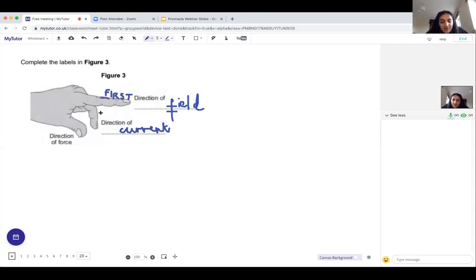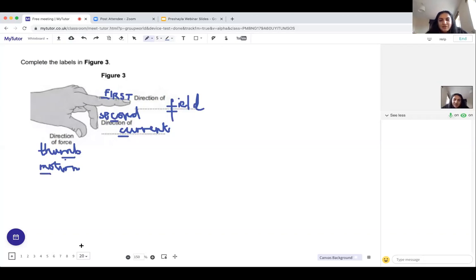Second finger is a bit of a stretch, but there's a C in second, so the C in second matches the C of current. Then finally, how to remember the thumb one? Well, if we write thumb and we say instead of the direction of the force, we just call it motion, same thing. Then you see that the M and the M match.